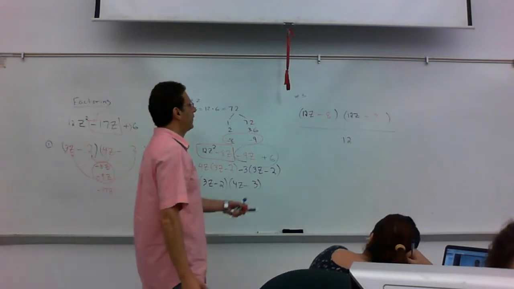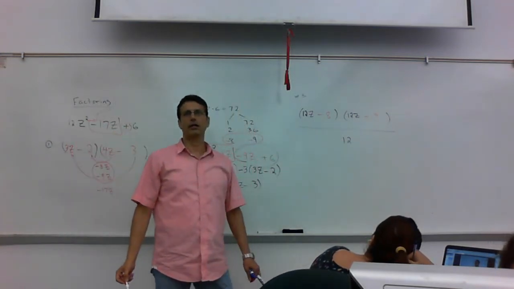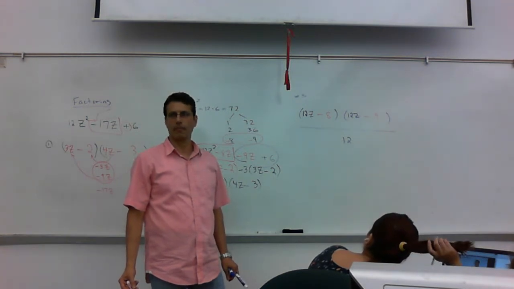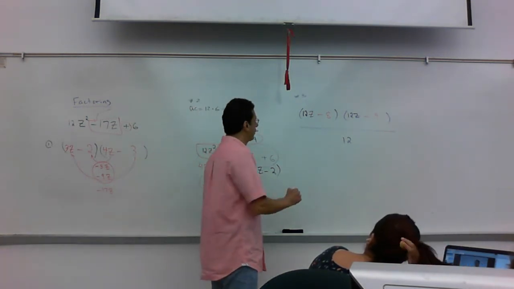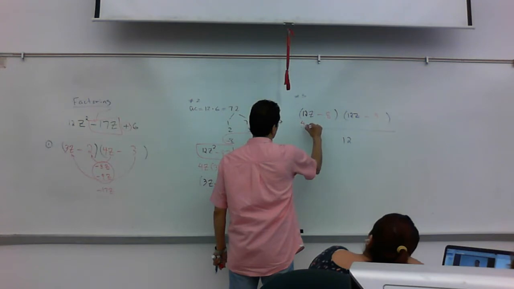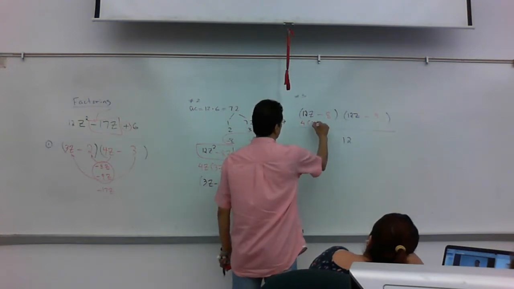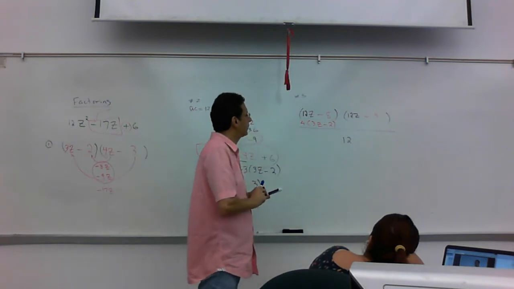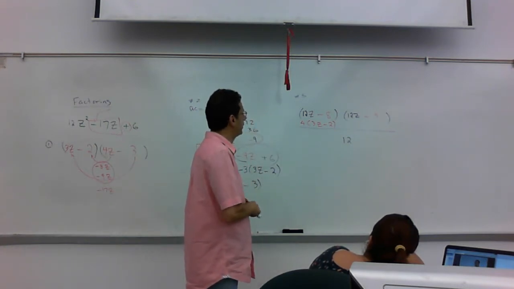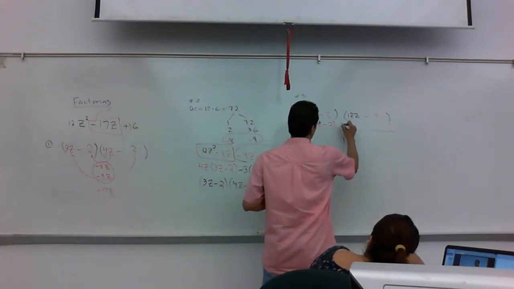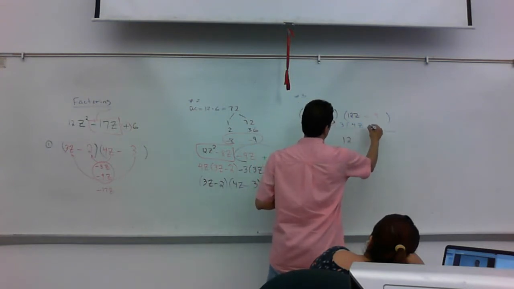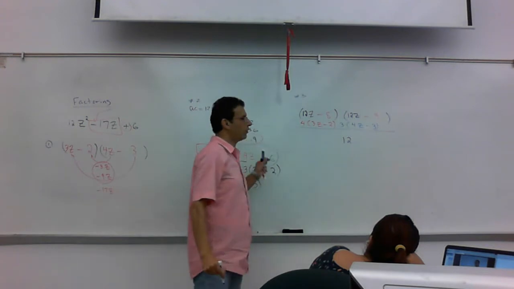So now, the first one, is there anything in common? The first parenthesis. What? 4? 4 times what? 3z minus 2. And then we use a different color. What about the second piece? Anything in common? 3 times 3 times what? 4z minus 3. Is everybody okay with what we wrote?